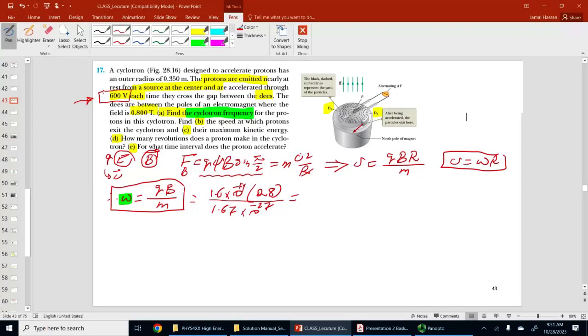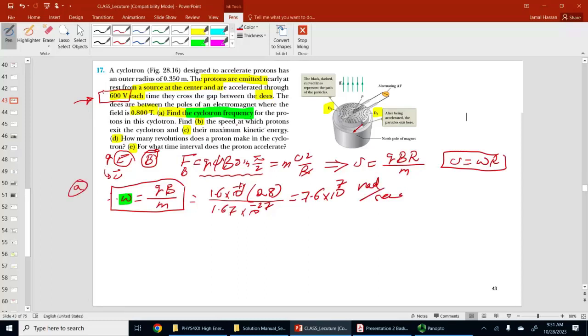Let me use my calculator. Please always double check my numerical results. So this is equal to, according to my calculation, 7.6 times 10 to the power 7 radian per second. Okay, so this is A.